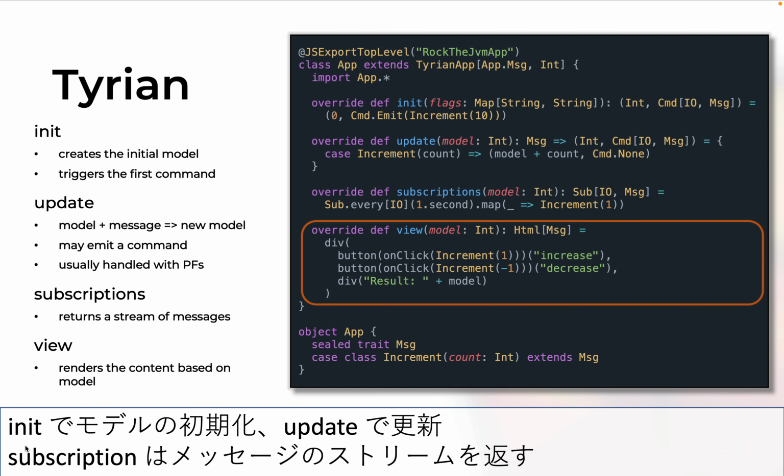The final function, but also probably the most important, is view. And view simply renders the content based on the current state of the application. So based on the model, you render something on the page. And this view function is triggered whenever the model changes.